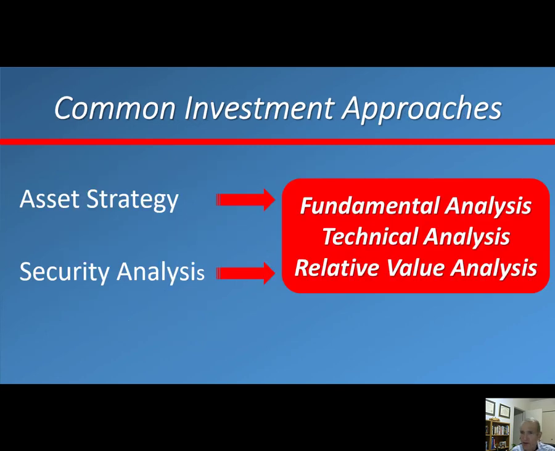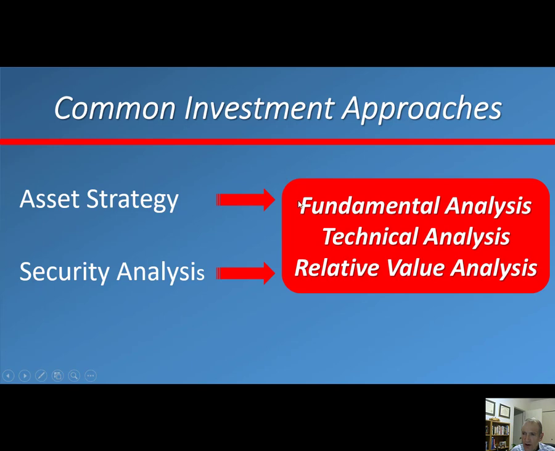So let's start off with common approaches to investing. You want to buy a stock. Which stock do you buy? That's called security analysis. Or you want to figure out, do I invest in US stocks? Do I invest in European stocks? That's an asset strategy. So you're trying to figure out where you want to invest. And there are 3 approaches that we use for trying to figure out where we want to invest our money.